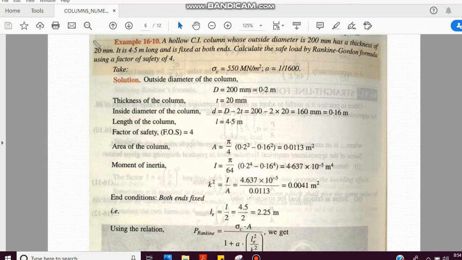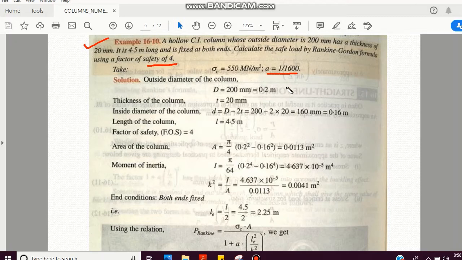In this numerical, the next one says that a hollow cast iron column whose outside diameter is 200 millimeter has a thickness of 20 millimeter. It is 4.5 meter long and is fixed at both ends. Calculate the safe load by Rankine-Gordon formula using factor of safety of 4, and sigma C, compressive stress, is 550 meganewton per meter square, and small a is the buckling factor, that is 1 by 1600. Okay.